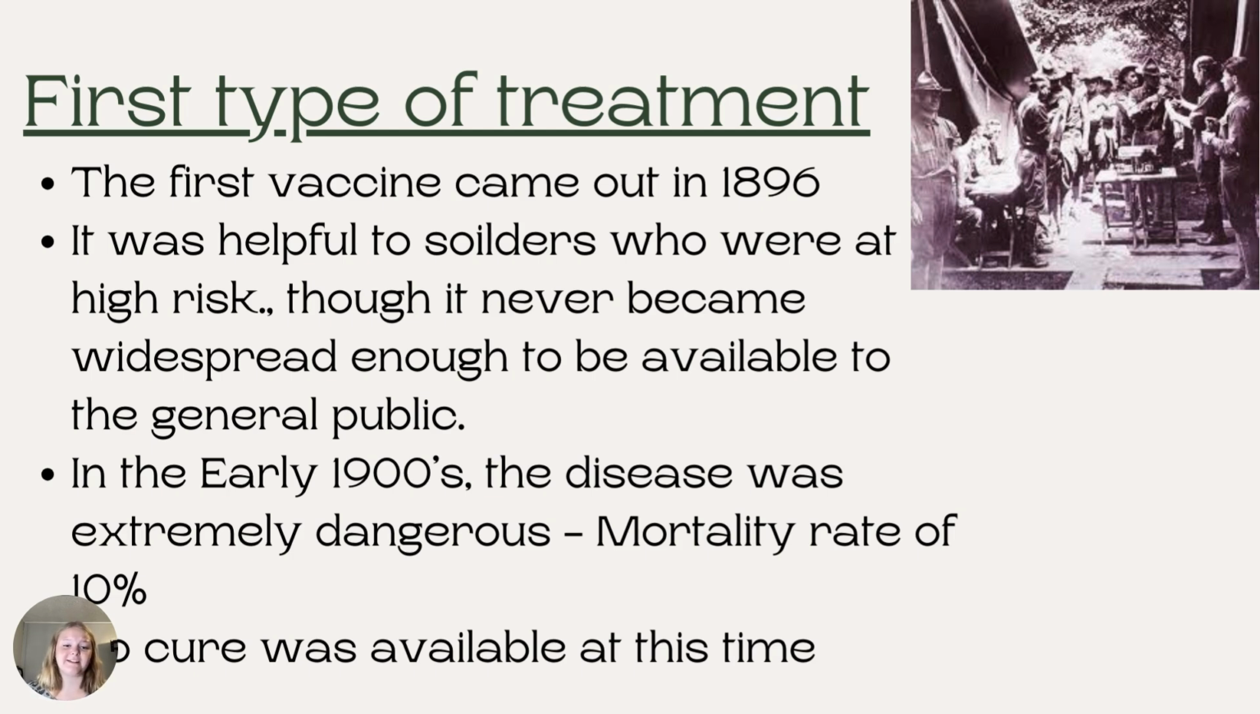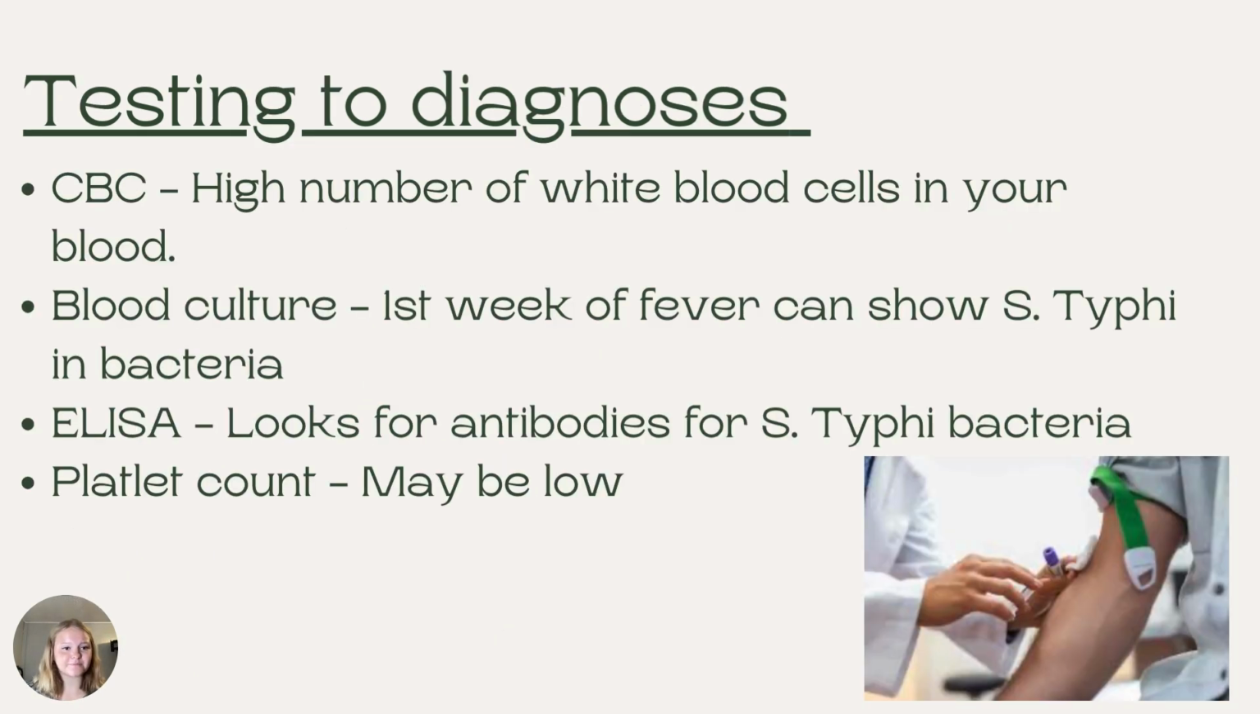And in the early 1900s, the disease was extremely dangerous. The mortality rate was 10%. So if you think, 1 out of 10 people that got it, one of them was going to die. So there was no cure available at that time. If you got it, you were just hoping and praying that nothing would come of it and you would fight it off.